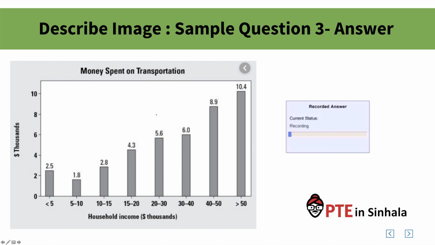This bar chart represents the amount of money spent on transportation among different household income groups. As per the chart, households that have an income over $50,000 spend the highest amount of money on transportation, roughly $10,000. In contrast, households which earn $5 to $10,000 in income spend the lowest amount of $1,800 on transportation. In conclusion, there is a positive relationship between household income and money spent on transportation.